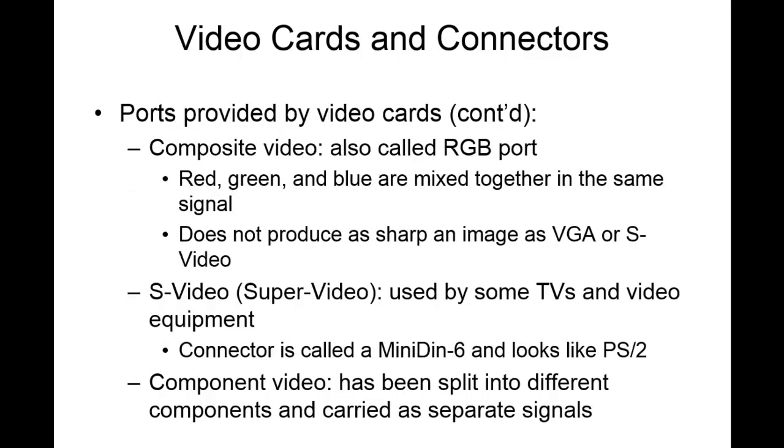You might have also seen composite video on a card, and you've probably seen this before on some of your devices in your home, where the composite video uses red, green, and blue. Those are mixed into the same signal. Now, this does not produce a sharpened image as a VGA or S-video, but composite video is still highly used. S-video, you don't really see this a lot, but it is used on some TVs and video equipment, and you might even find some older laptops or even video cards inside a computer that have an S-video, and you'll recognize that from the port easily.